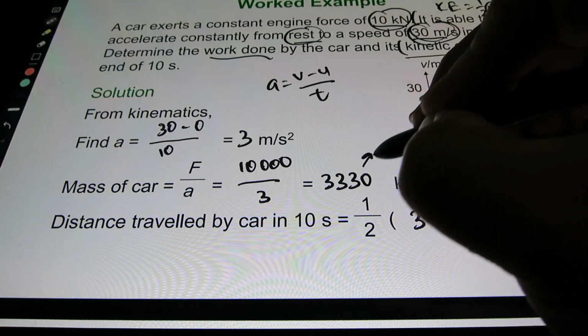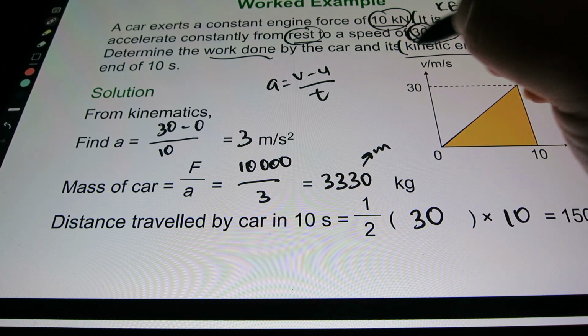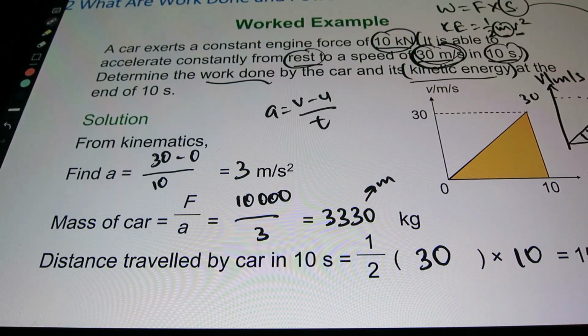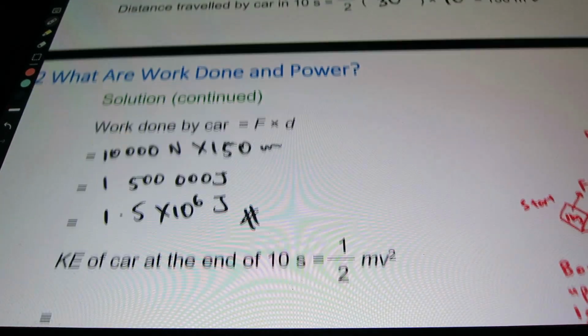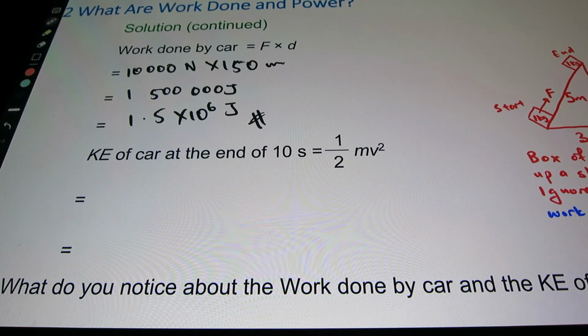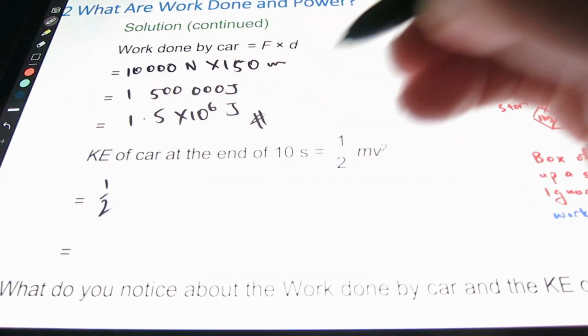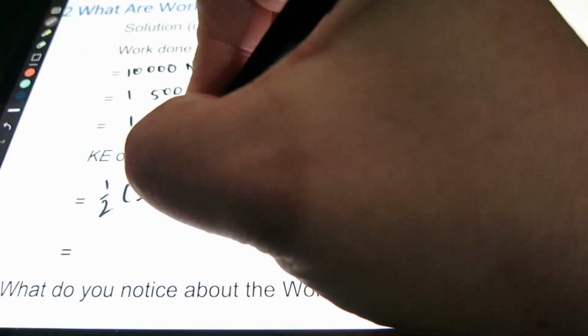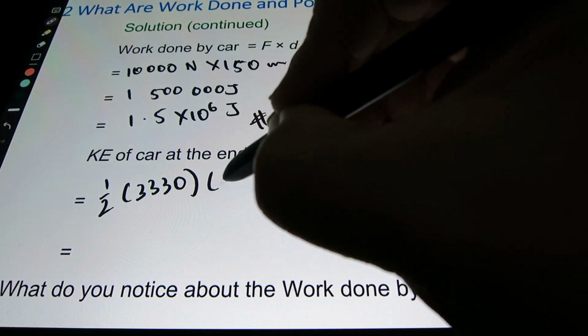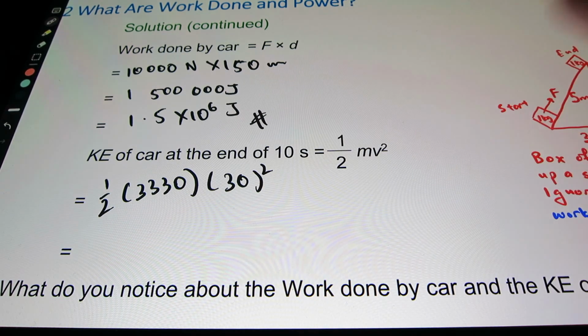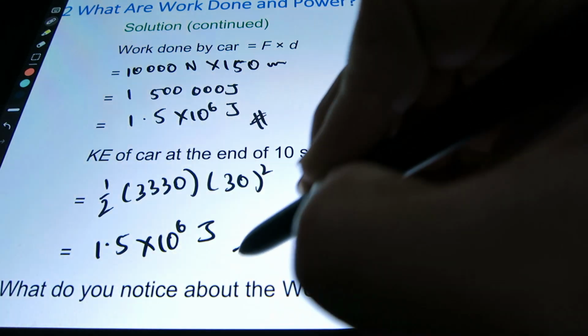So now I know the mass, and I know the speed at the end, I can then find the kinetic energy. The kinetic energy is just half times the mass, which is 3330, times the velocity squared, which is 30 squared, and you get the answer 1.5 times 10 to the power 6 joules.